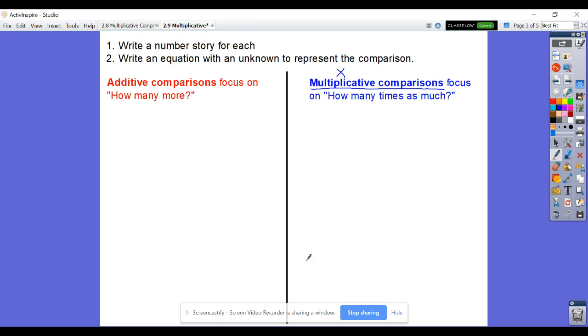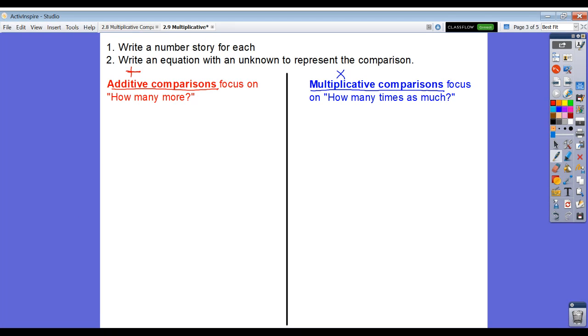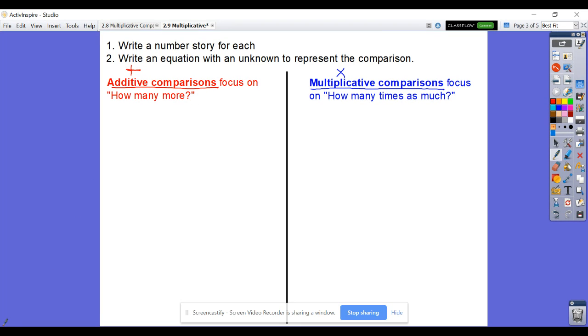Whereas you also have some additive comparisons. And this is going to focus on the question, how many more? Additive has the root word add, so that's your addition problems. So when Paul sold, what did it say? 8 more bookmarks, that was an additive comparison. But when Paul sold 8 times as many, that was a multiplicative comparison number story.